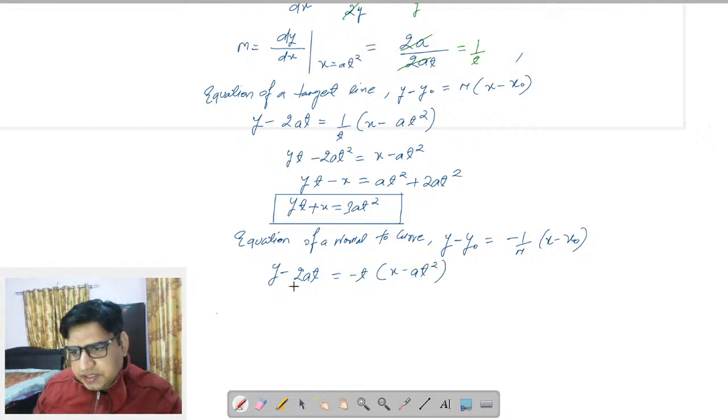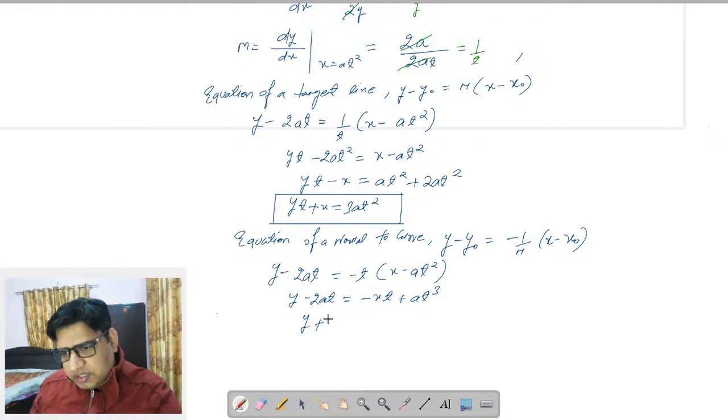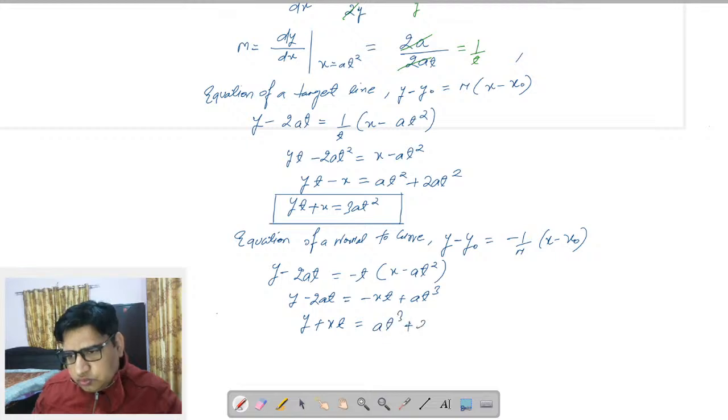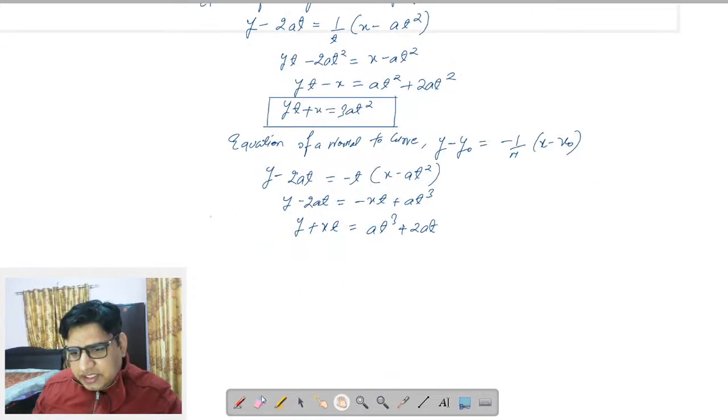Okay, and we'll substitute, we'll solve this further. So y minus 280 is equal to minus xt plus at cube. Okay, and y plus xt is equal to 80 cube plus 280. Okay, and we can take whatever is common.